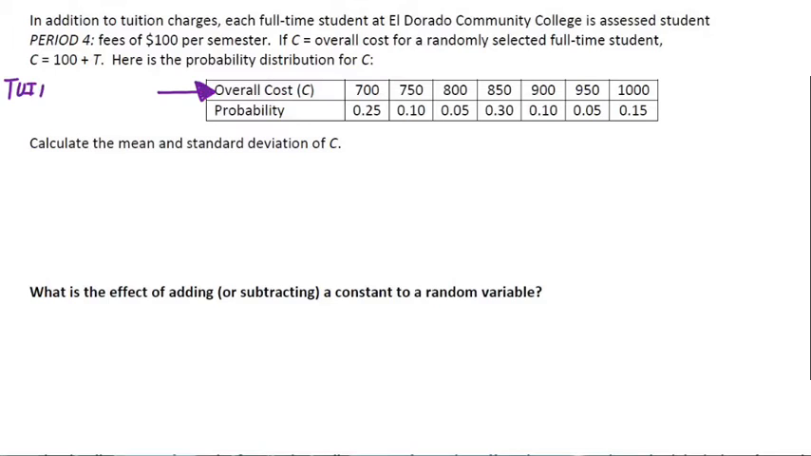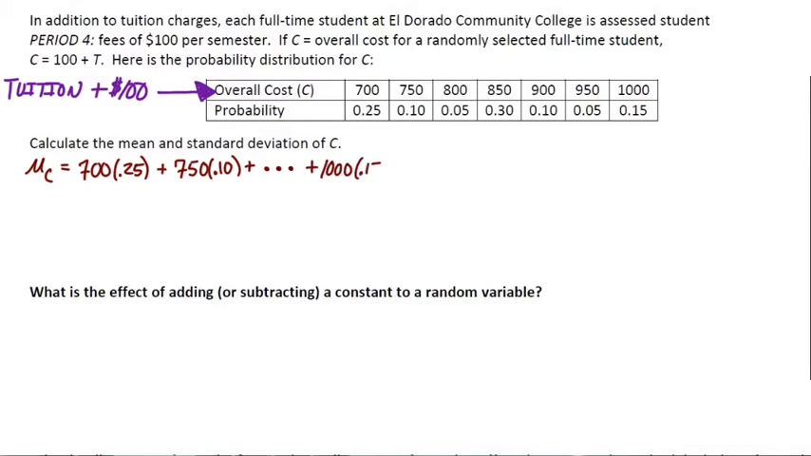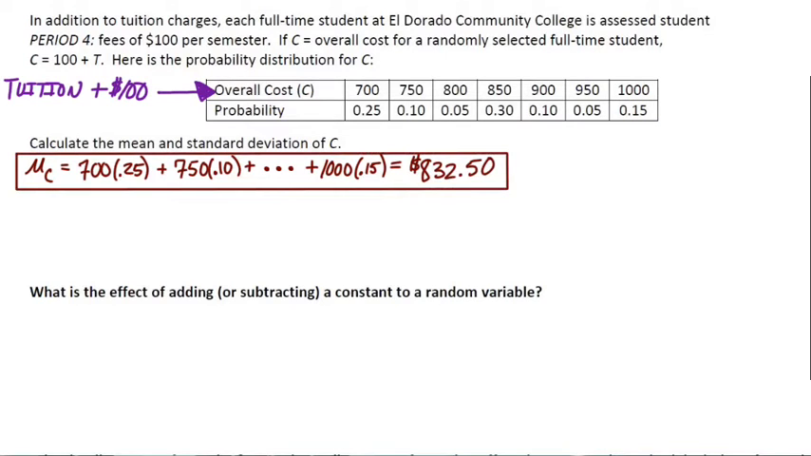So again, let's calculate the mean and the standard deviation. Now the overall cost is the tuition, which we did in the last problem, plus $100 for each student. So what's the mean of C? Let's start with 700, multiply it by its probability, 750 times its probability. We're going to add all these up until we get to the last one, 1,000 times its probability, which gives us our mean of 832.50. And that should look roughly familiar and something you might have guessed actually. If we add $100 to each kid, our new mean is actually increased by $100.